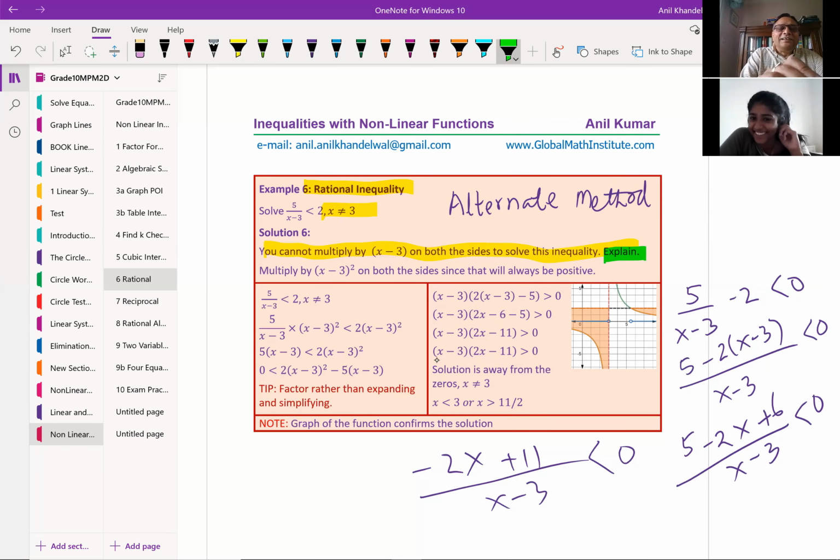Okay, so look here, the next statement is multiply by x minus 3 whole square on both the sides, since that will always be positive. Now, does that remind you of something? Not like, but x minus 3 whole square. So does it make sense? Can you now tell me why you cannot multiply by x minus 3 on both the sides?